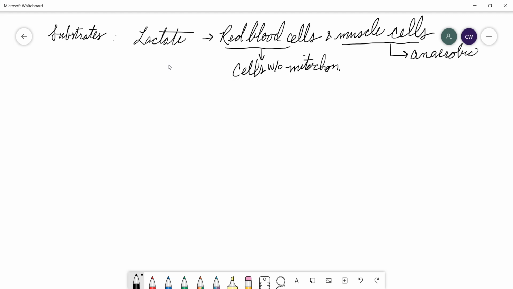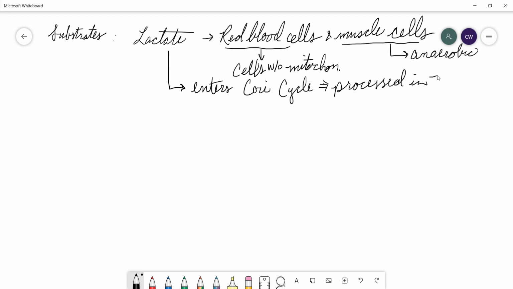And that lactate can then enter the Cori cycle, where it is processed in the liver back into glucose. Under aerobic conditions, a muscle cell will actually be able to break glucose down all the way to carbon dioxide and water.